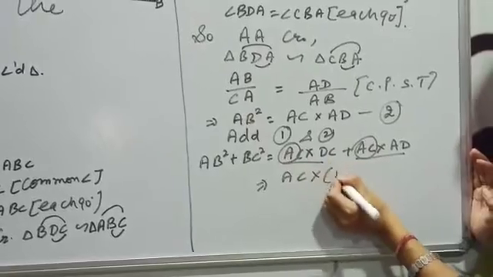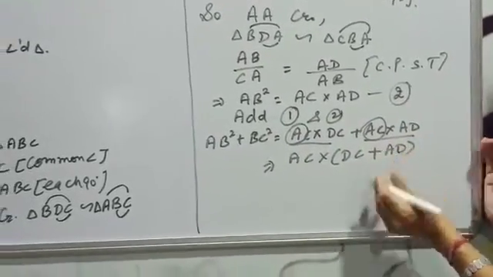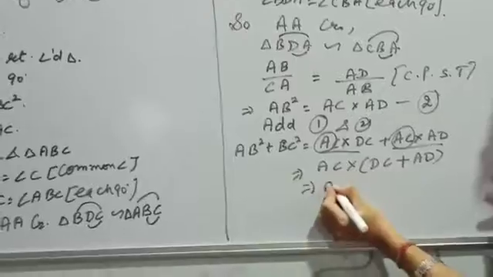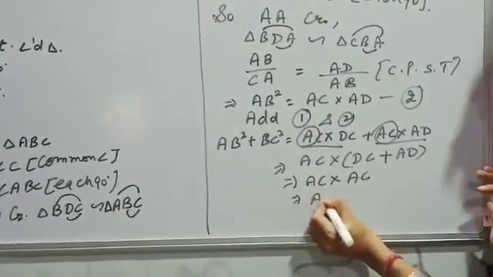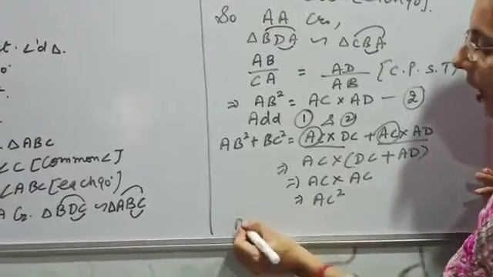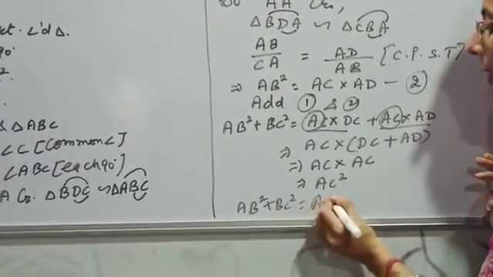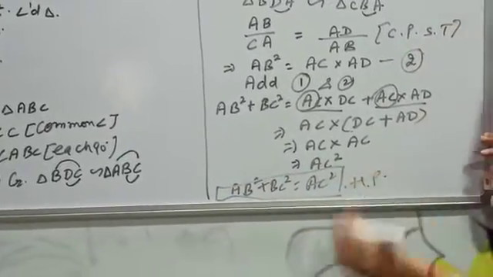So there will be here left DC plus here will be AD. In the diagram we can see here AD plus DC makes the full AC. So we will write here AC multiplied by AC, so we can write AC square. So we will arrive here at AB square plus BC square is equal to AC square. So this is the proof of the Pythagoras theorem.